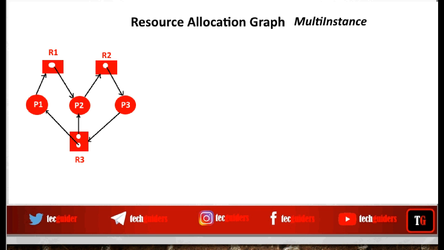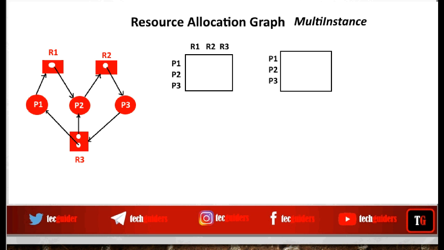Now, how to describe the state of deadlock using this graph? Unlike single instance resource allocation graph, analyzing this multi-instance resource allocation graph can be a bit difficult. So we shall try first the matrix and vector method. Here we have three processes P1, P2, P3, and three resources R1, R2, R3. Some resources are allocated and some are requested. So we can use one allocation matrix and one request matrix.